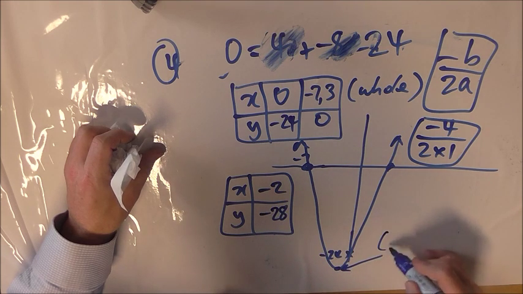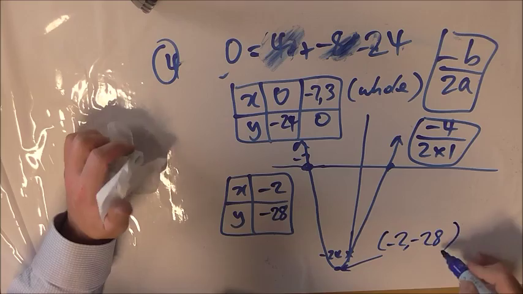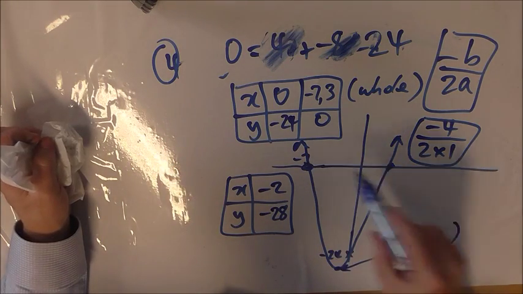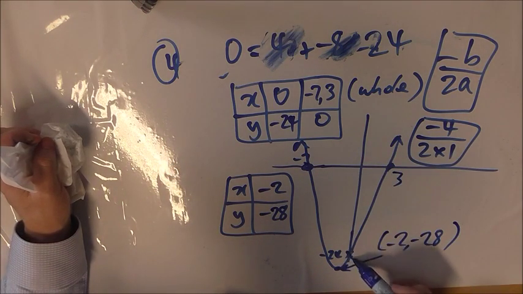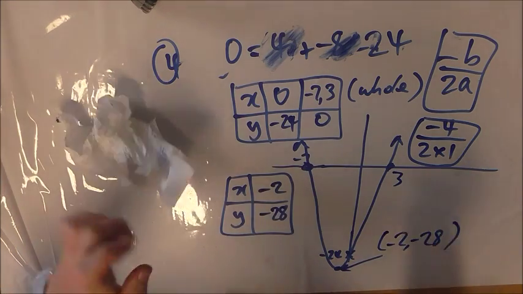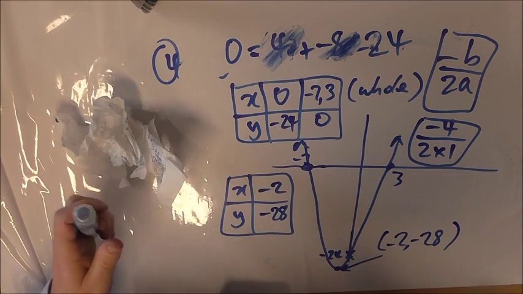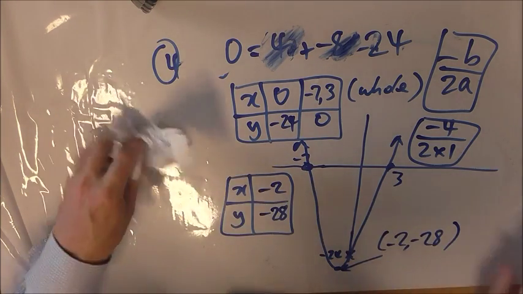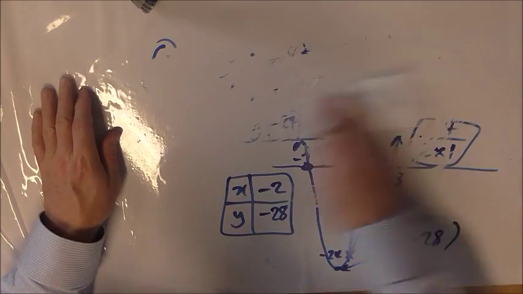So that point there is negative 2, comma negative 28, and we've now graphed it with all the detail I wanted. The intercepts and the coordinates of the turning point, which in this case is a minimum. So that's question 4.